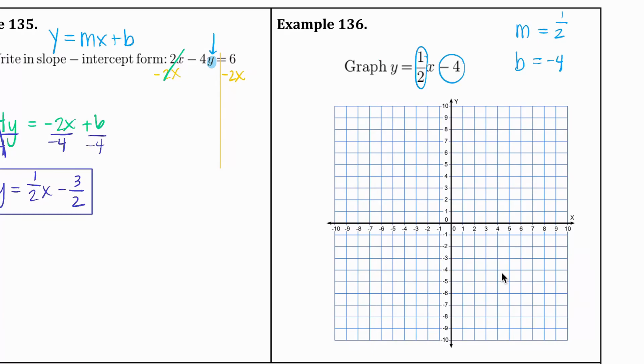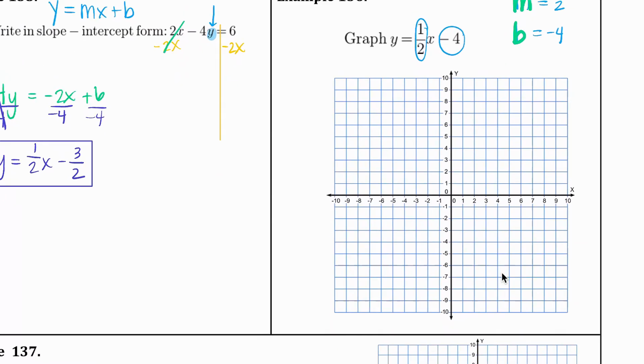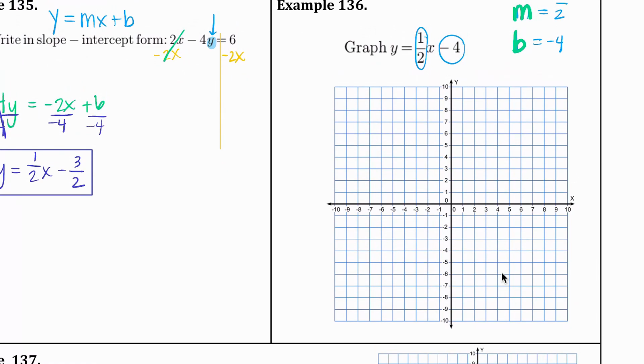One way to remember this is we begin with b, we move with m. B is going to be the first point we put on our graph. M is going to tell us how we're moving. Our first point always goes on our y-axis. So if my y-intercept is -4, we start down here at -4.